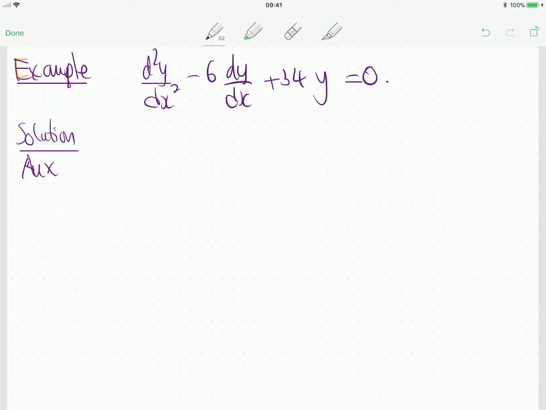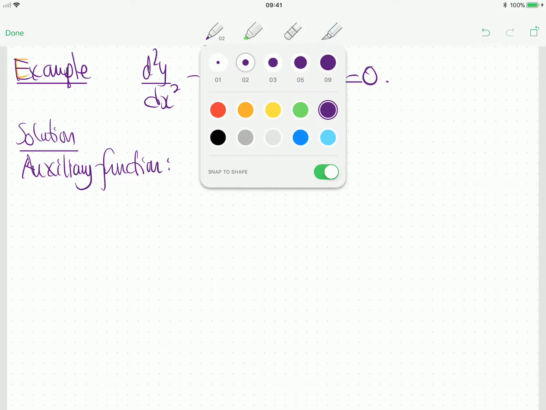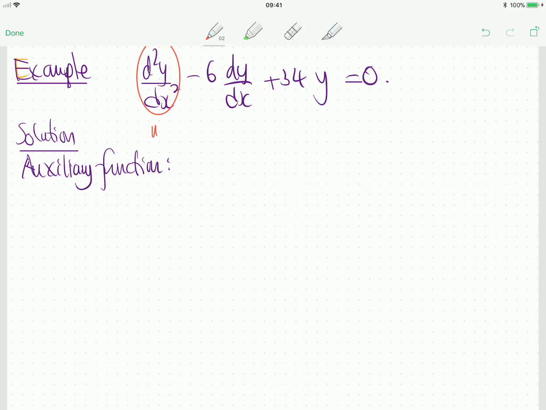Well, the solution comes from the auxiliary function. Auxiliary function is a function that helps us to find the answer. The auxiliary function, well, the second derivative we replace with an m squared. The first derivative with m. And the solution just a 1. So in our case we have m squared, take away 6m plus 34, that equals 0.